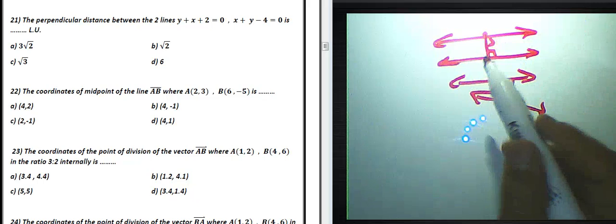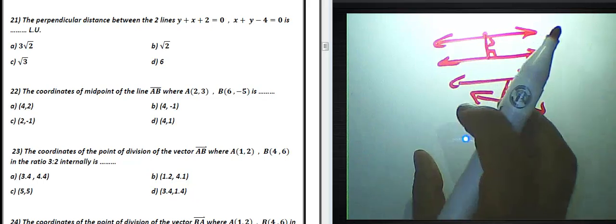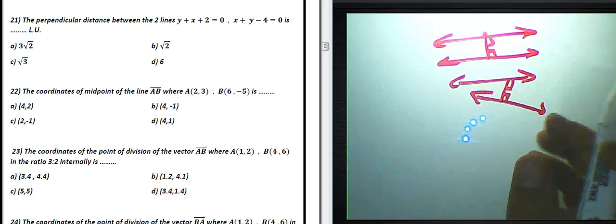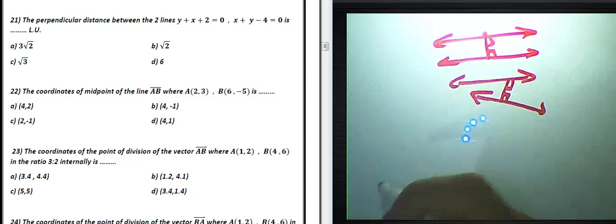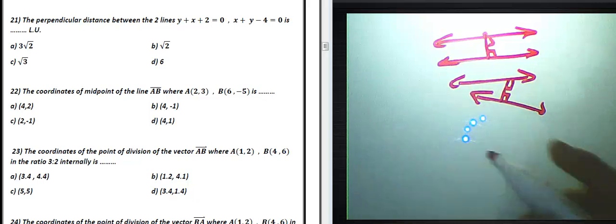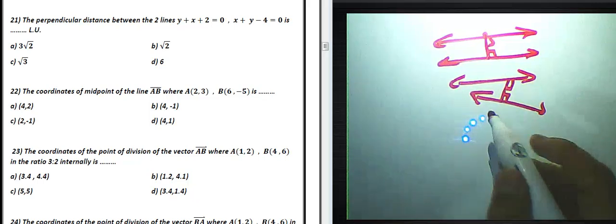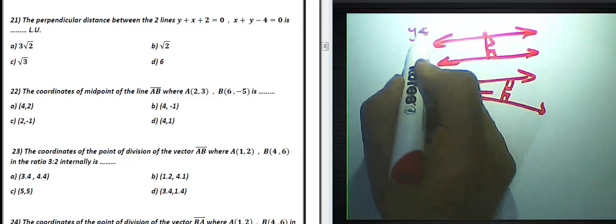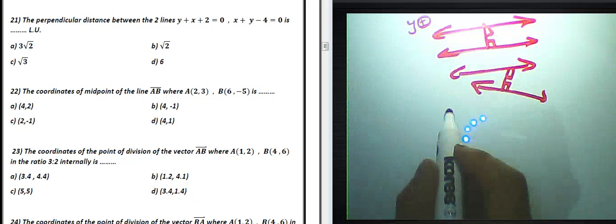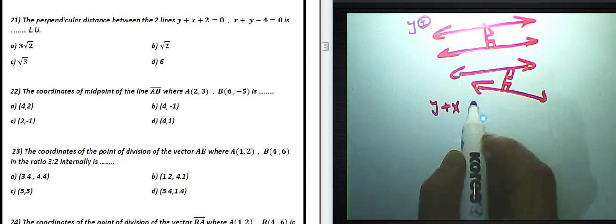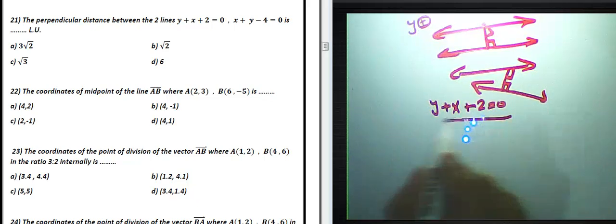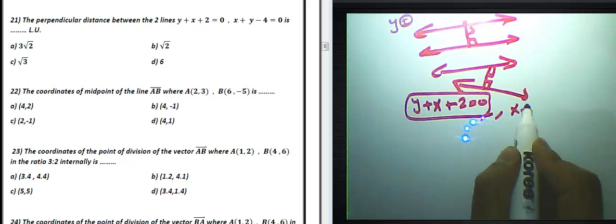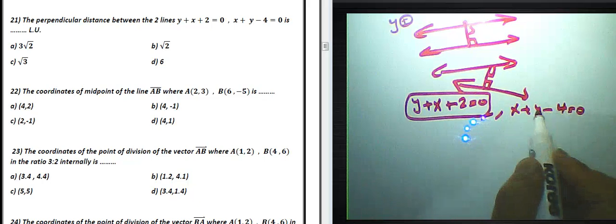The rule: we write the point in the equation, put x and y, and divide by the square root of the coefficient of x squared plus the coefficient of y squared. Okay, look with me at this example. We have the equation y plus x plus 2 equals 0, and another equation, x plus y minus 4 equals 0.